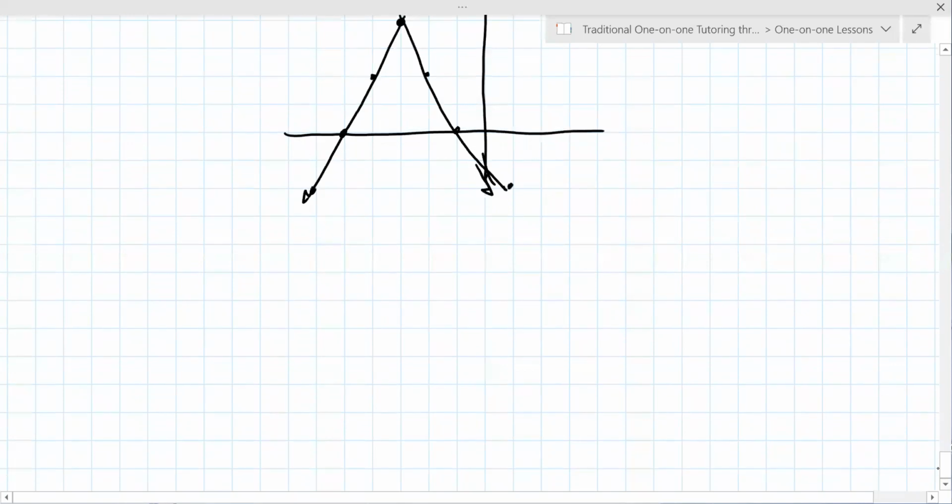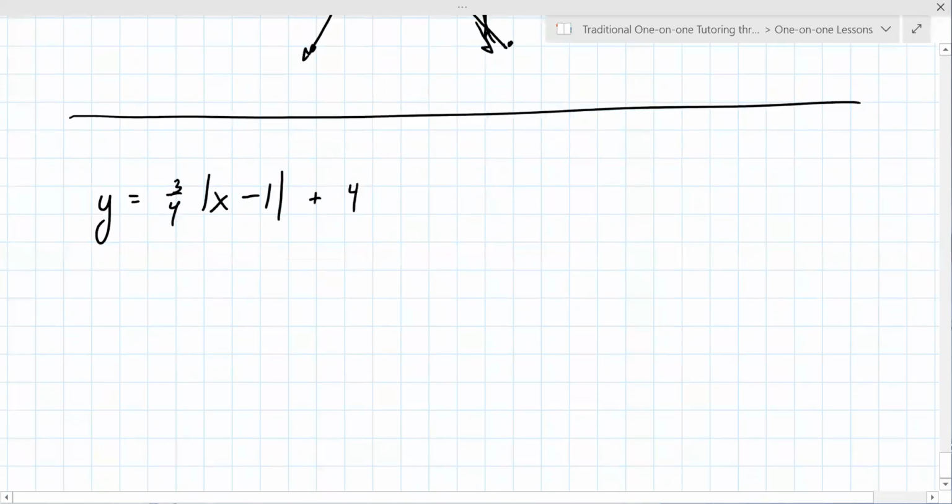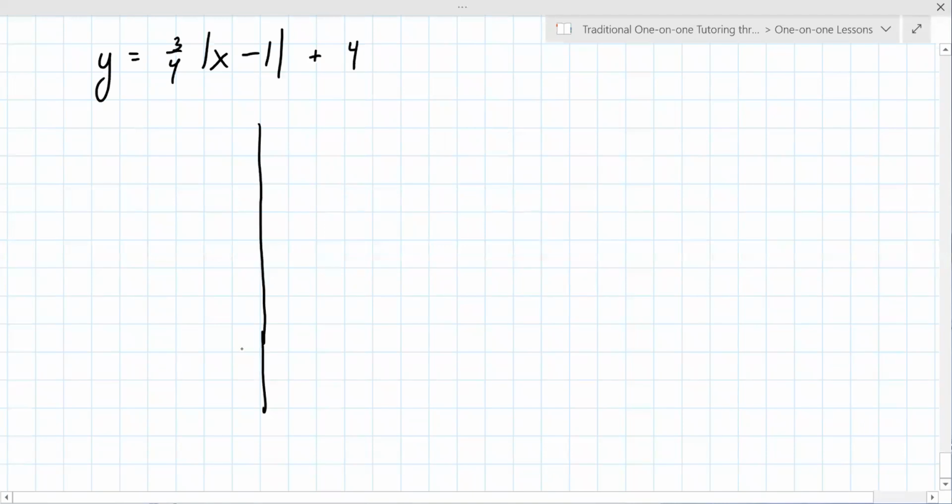And then perhaps the last little wrinkle here is what if it's 3/4 absolute value x -1 plus 4. So the vertex would be +1 and 4. Right there, it's opening up, but then you have to take 3/4 as the slope. I didn't pick good numbers here, but it looks something like that.